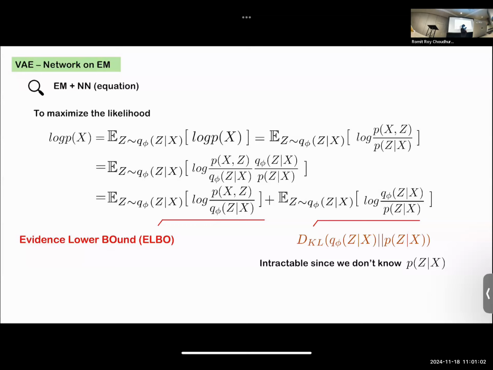Now, if we look a little bit closer into this KL divergence, this is saying that when your encoder output latent posterior matches the God-knows latent.